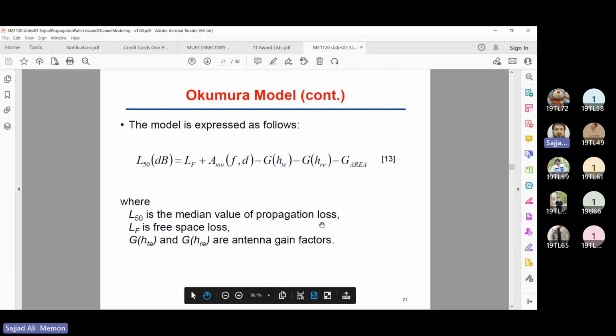So this is the expression of this model that is derived or analyzed from the empirical experiments, where L50 is the median, 50 shows the average value of propagation loss, LF is the free space loss, plus the losses that include median attenuation, antenna height, gain of the transmitting antenna, and gain of the receiving antenna, and the total gain area.